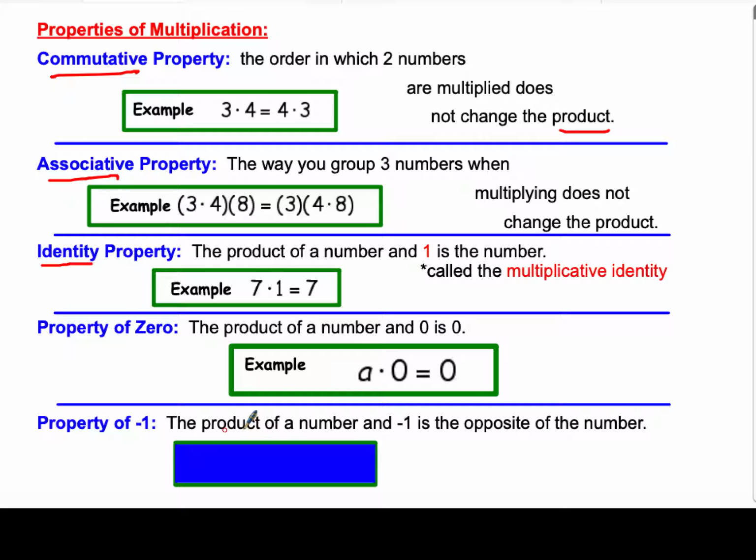The property of -1, along those same lines. Well, if you multiply something by -1, you'll always get its opposite, right? 9 times -1 is -9. -9 times -1 would have been +9. You're always going to change the sign, right, by multiplying by -1. So those are two very helpful properties. They'll come in handy later on in algebra.